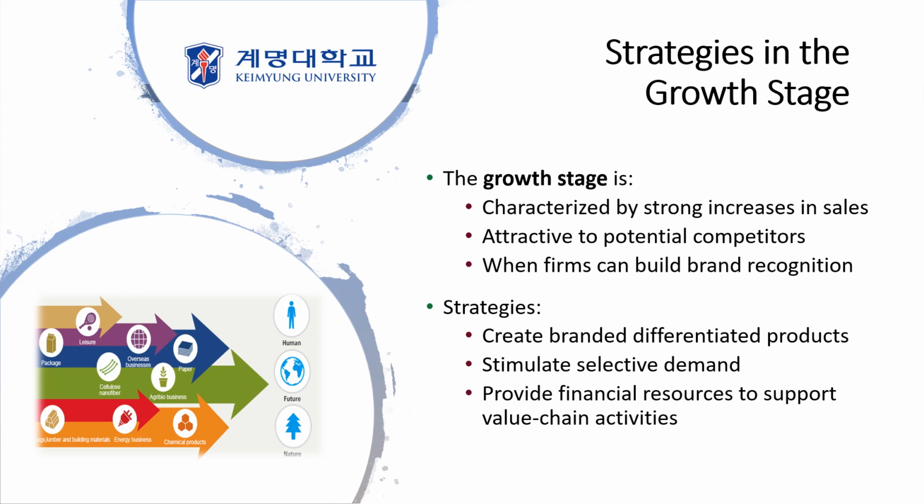So at this stage, revenues in the growth increase at an accelerating rate because, number one, new consumers are trying to buy the product, and a growing proportion of satisfied customers are making repeat purchases. In general, new products and services often fail if there are relatively few repeat purchases. What are the particular strategies? It can create branded differentiated products, stimulate selective demand, and provide financial resources to support value chain activities.